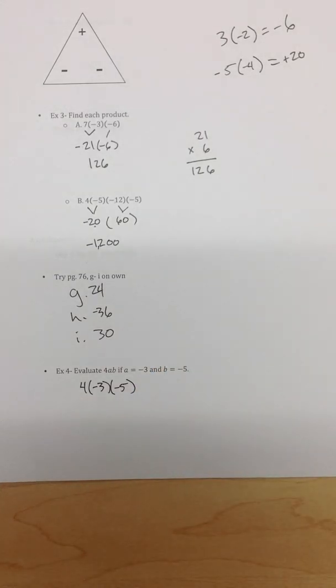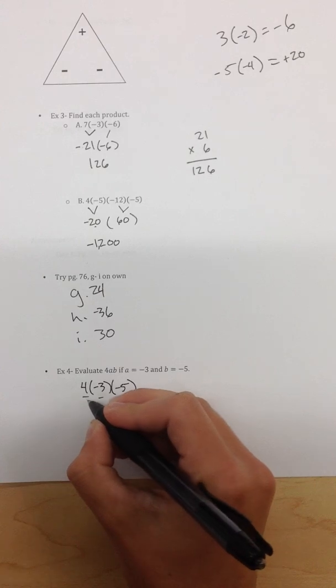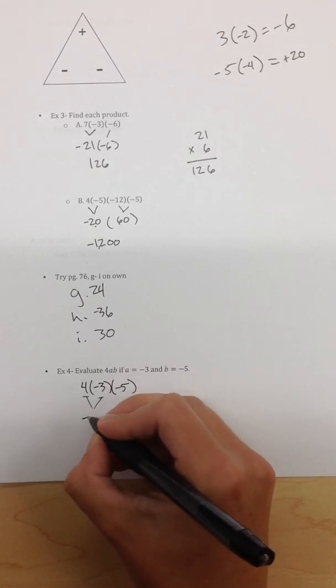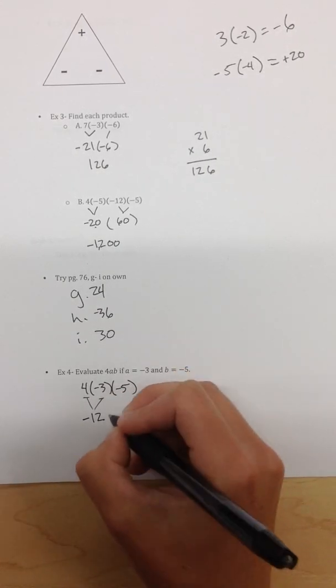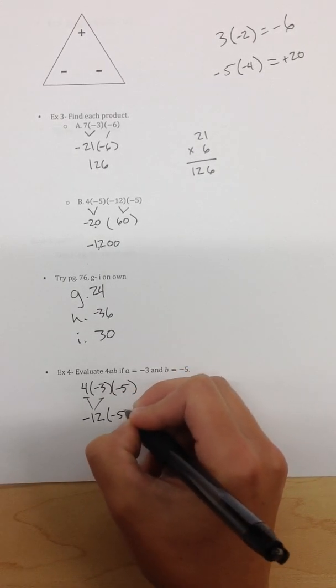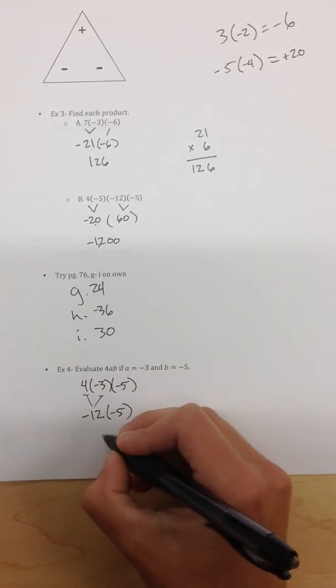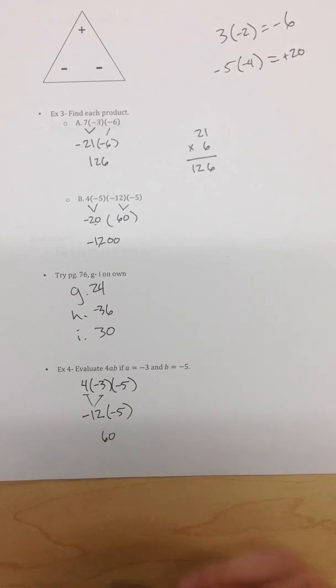Okay, then I just attack this 2 at a time, so I'm going to do the 4 times the negative 3, so if I do 4 times negative 3, positive times a negative, negative answer, 4 times 3, 12, then I drop down my multiply by negative 5, then I would take 12 times 5 and get 60, and then a negative times a negative would give me a positive, so positive 60 would be my answer there.